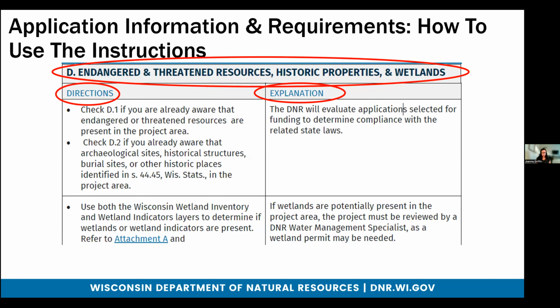As I mentioned earlier, the grant application instructions are located on our website. The instructions have a header that indicates the part of and the question of the application covered on that page. They are divided into columns. So the left has the directions and then the right maybe some additional explanation. The instructions explain in detail the scoring criteria for each of the competitive elements.